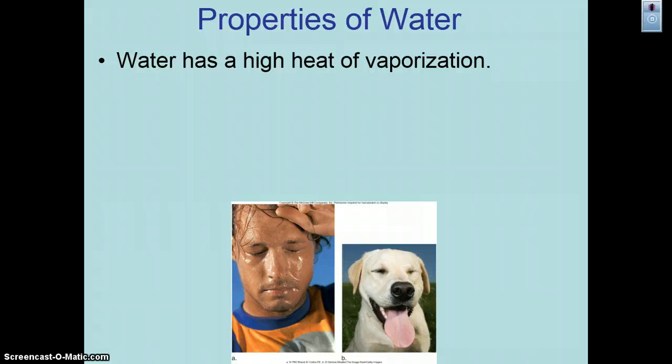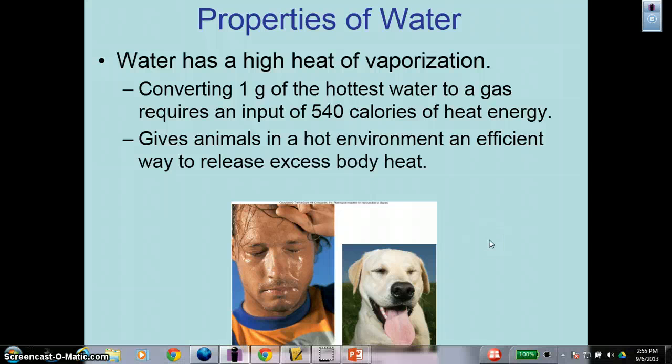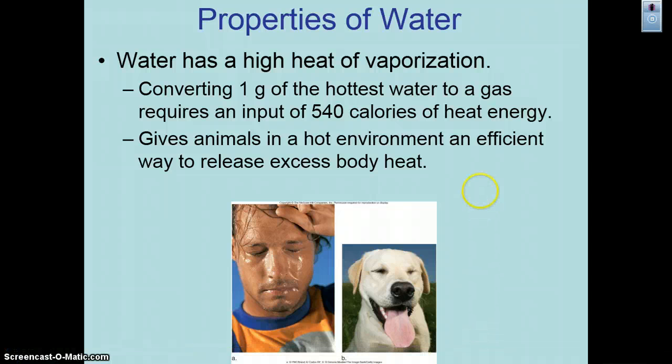Water also has a very high heat of vaporization, and if you remember from chemistry, the heat of vaporization is the amount of energy it takes to take a liquid substance to a gaseous substance. With water, 1 gram will require 540 calories of heat energy to take it from water at 100 degrees to vapor at 100 degrees, and that's quite high. The high heat of vaporization is what gives animals in a hot environment an easy and efficient way to release excess body heat as well.